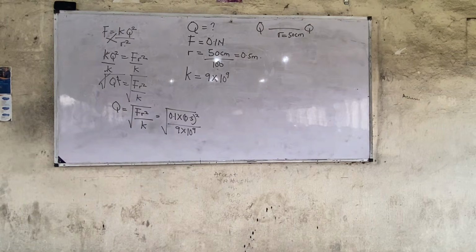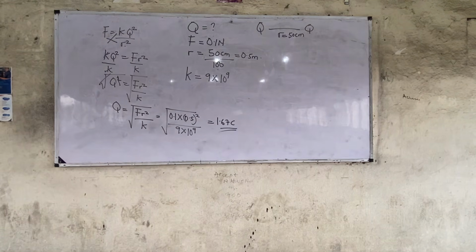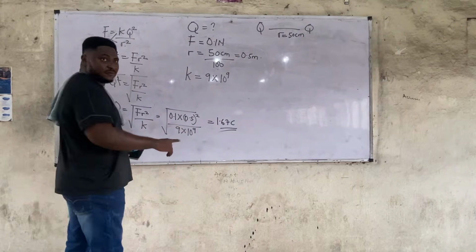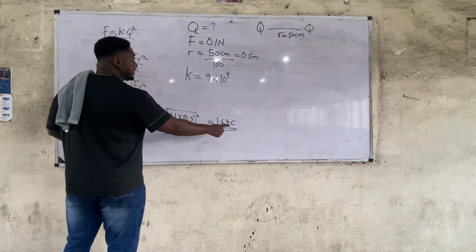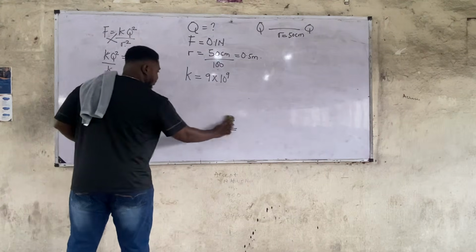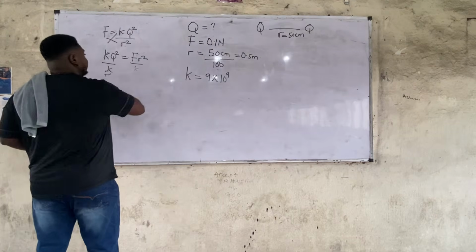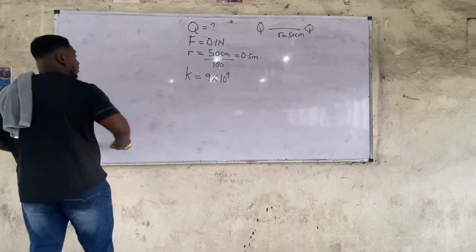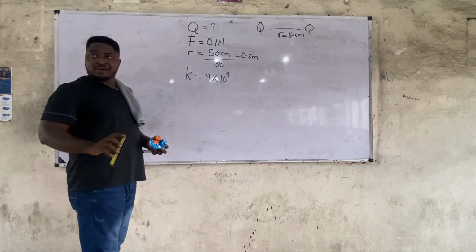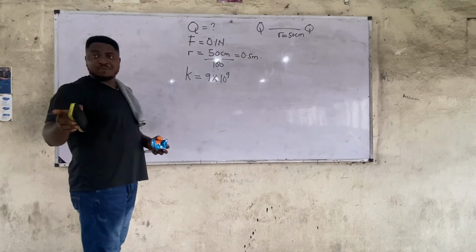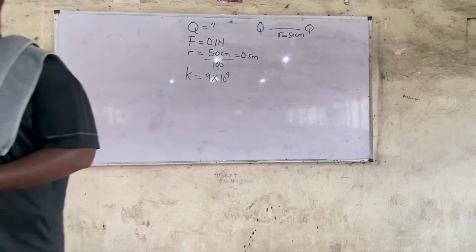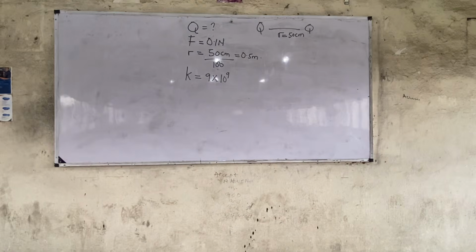Final answer, what's the final answer, class? So we have 1.67 as the final answer, we have solved. Are we on the same page? What did you get? 1.67 times 10 raised to the power minus 6.